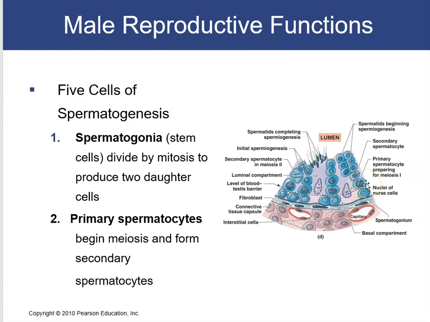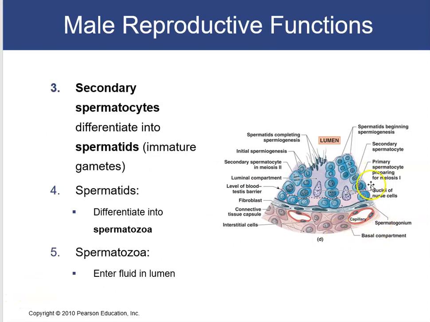It is the primary spermatocyte, this next layer, where meiosis begins. When they go through the first division of meiosis, they will form a secondary spermatocyte. The secondary spermatocyte ultimately differentiates into spermatids. A spermatid is an immature gamete. Spermatids then differentiate into spermatozoa. Spermatozoa, over time, as they finish their maturation process, will ultimately lose contact with the wall of the tubule and enter into the fluid of the lumen.